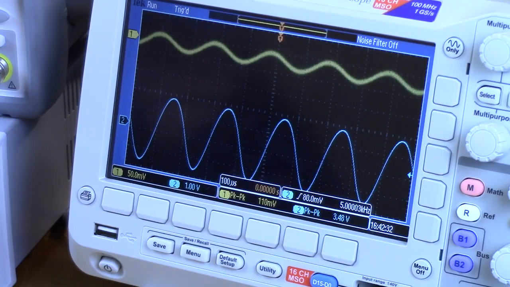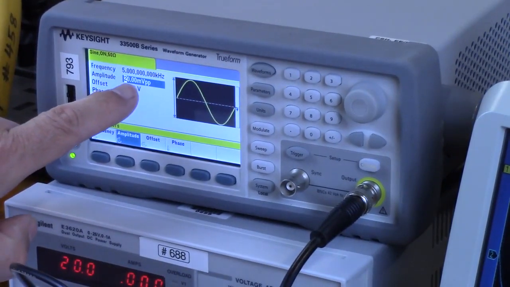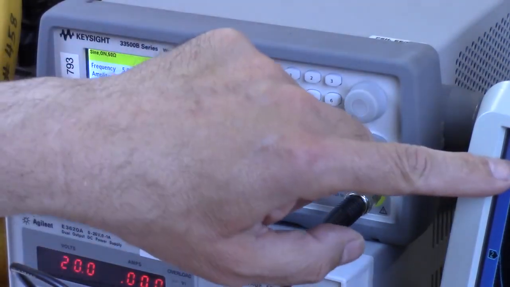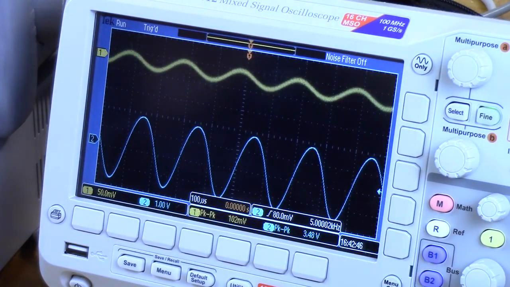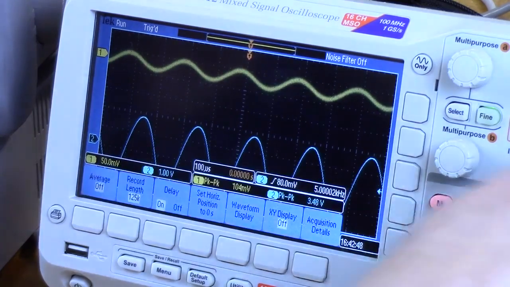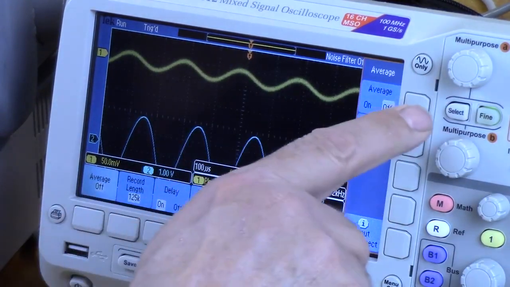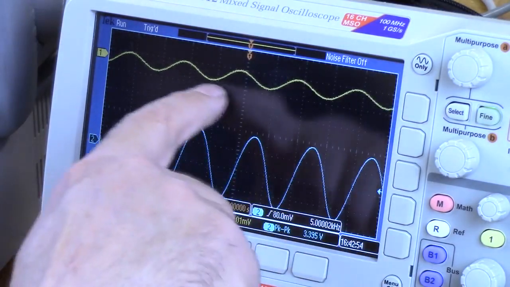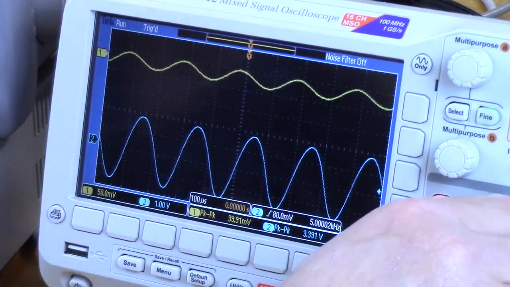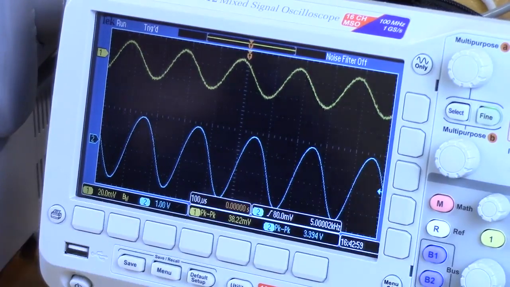So right now we're running at 5 kilohertz at 20 millivolts peak on our scale here. Very small wave. To measure that is not going to be very accurate because it's so fuzzy. So let's put the averaging back on. We're going to go to the acquire menu, averaging back on, and we'll see that that cleans up the waveform nicely. So now that's a waveform measurement that we can trust a little bit more.